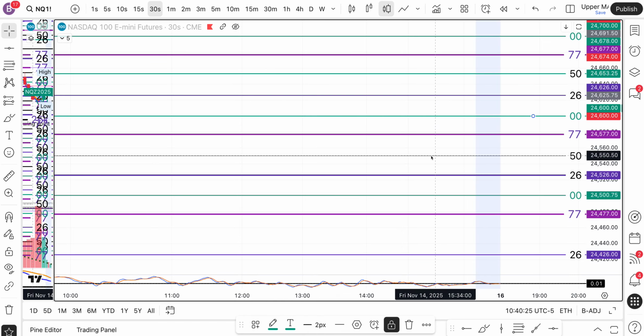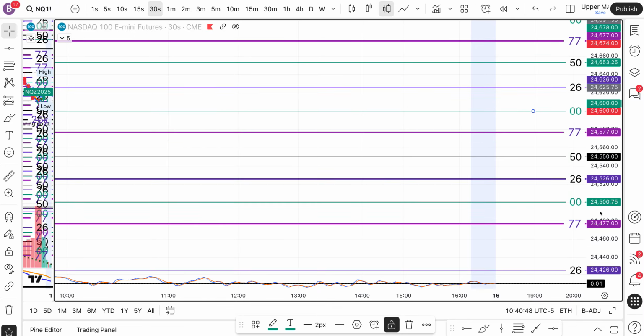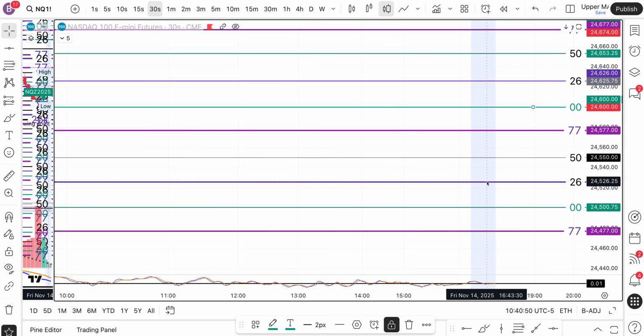In the NQ, which is what I trade, I have a line about every 25 points up the scale. And you would think that it would be 0, 25, 50, 75, 0. But no, I'm doing 0, 26, 50, 77, 0. Okay? And you're probably wondering why 26 and 77? Why not 25 and 75?